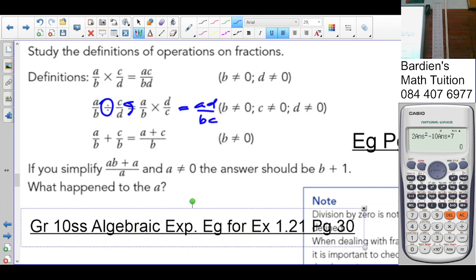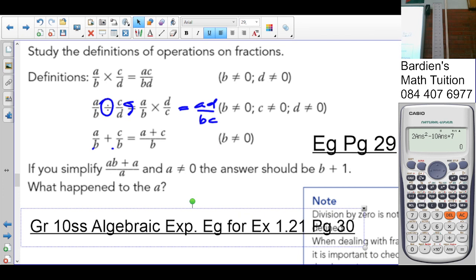The next one, when we're adding or subtracting, your denominator must be the same. If it's not the same, you must find a common denominator, no? LCD, lowest common denominator. Guys, remember that we did a lot of that, no?